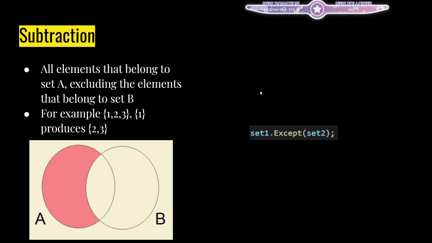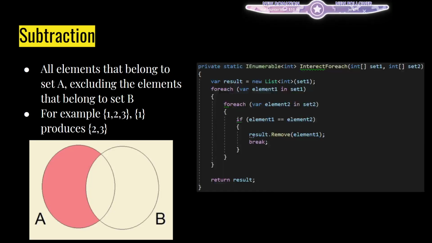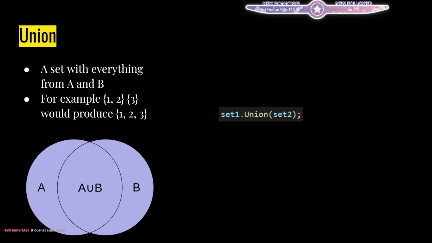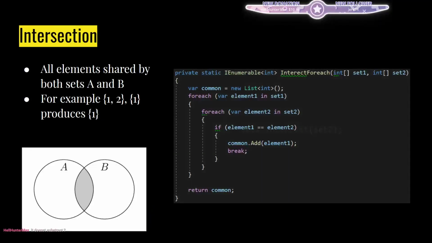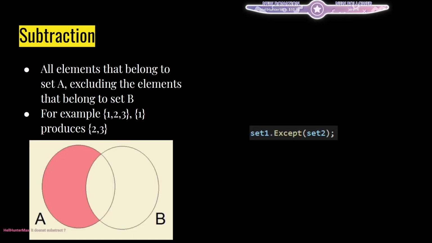And can someone answer why it is not called subtraction, but Except? Why did they choose to go away from consistency of set algebra terms? Could anyone answer? Here you see we had Intersect. Here we had Union. And here we have Except. It's close to the truth.